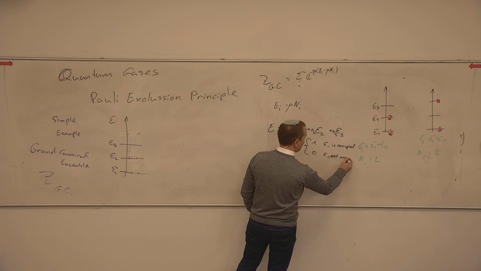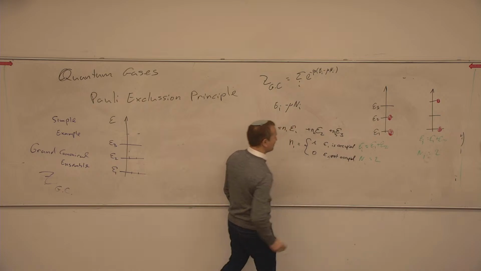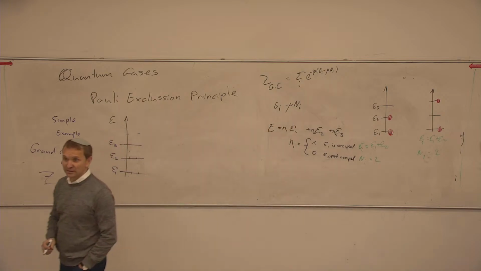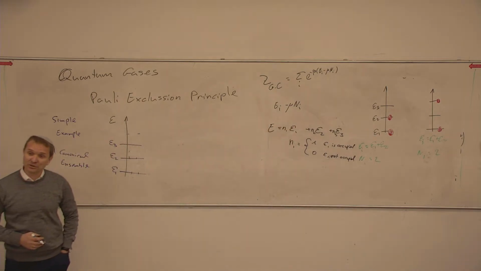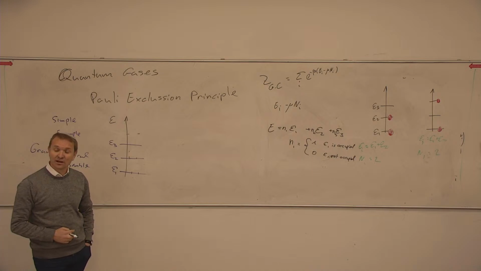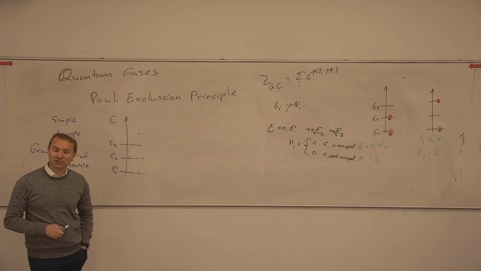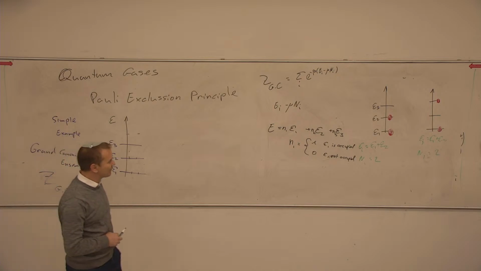Stas? Yeah? Why can't two particles occupy the same state? Because they are fermions. But if they have opposite spin? No, I told you that they have exactly the same spin. Okay. I will treat the degeneracy a little bit later.